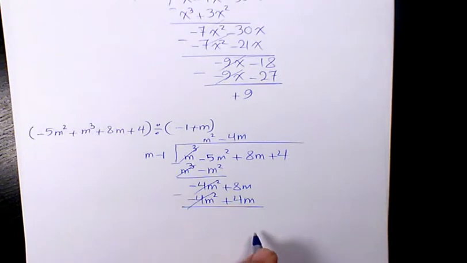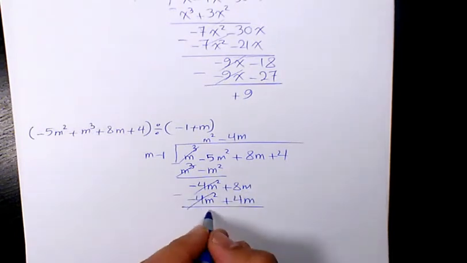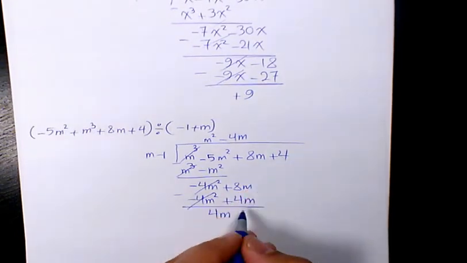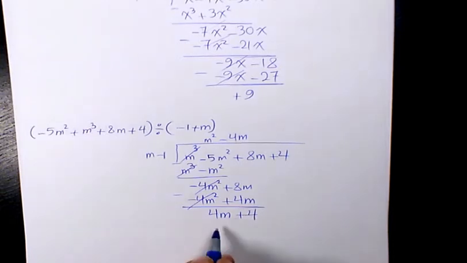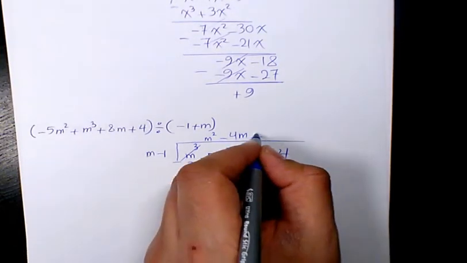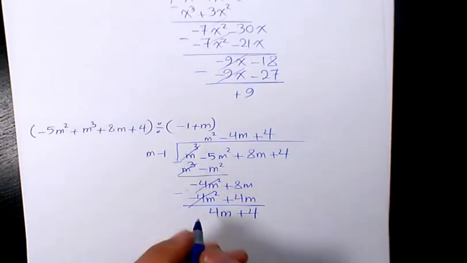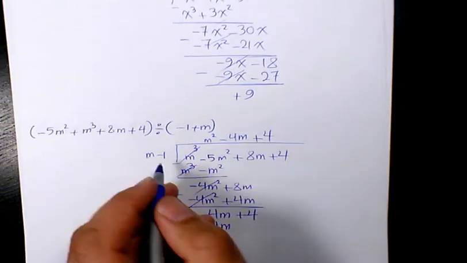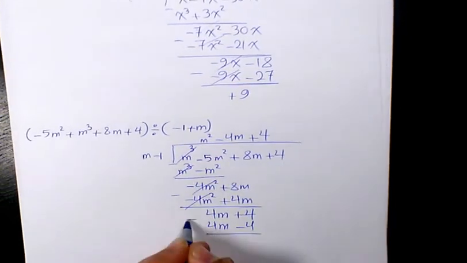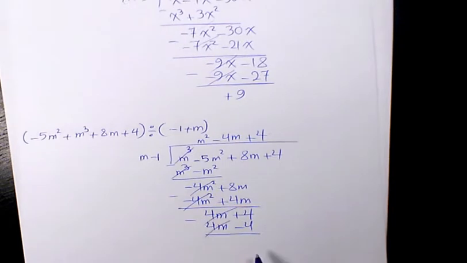Subtracted, these two cancel out. 8m minus 4m is going to be 4m. Then you bring this one down, it's going to be 4. 4m divided by m is going to be 4. 4 times m, 4m. 4 times negative 1, negative 4. When you subtract it, these two cancel out. 4 minus negative 4 is going to be 4 plus 4, which is 8.